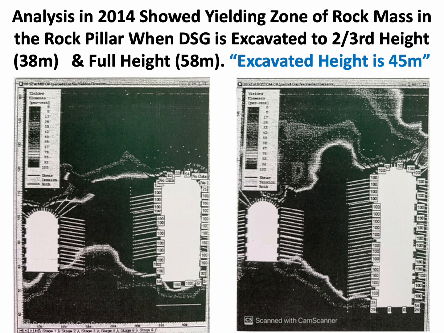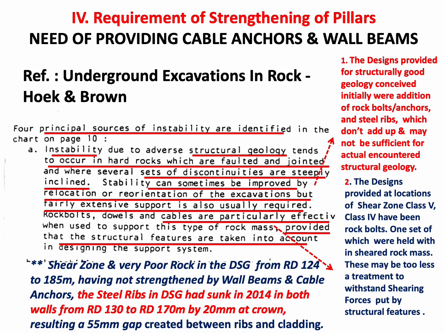And this large scale yielding, when the downstream surge cavern was seen to be excavated for its two-thirds and full height, was seen in the analysis, and it was mentioned to the designers: requirement of strengthening of pillars. So at that time a requirement was established that strengthening of pillars was needed. The need of providing cable anchors and wall beams was requested by the project authorities.